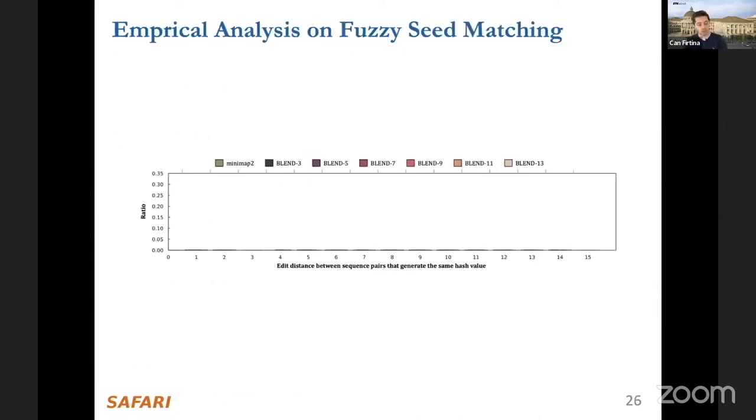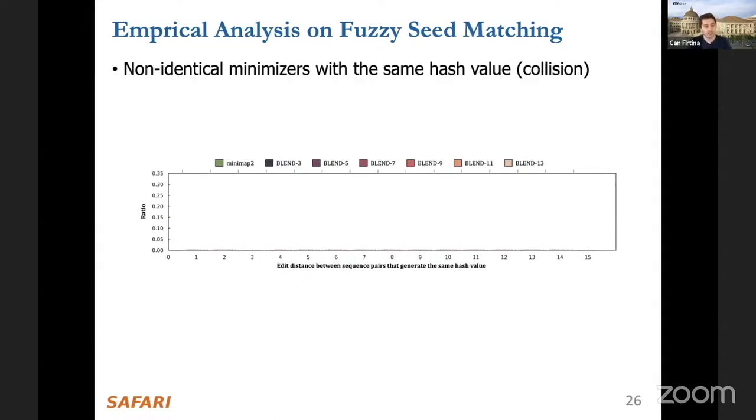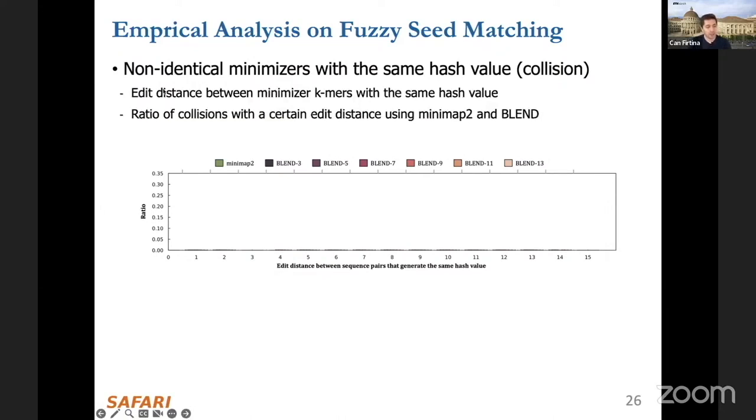Before going over the read overlapping and read mapping results, I also want to show the empirical analysis that we did on fuzzy seed matching. This means that we identified non-identical minimizers with the same hash value, which would indicate a collision. Then we calculate the edit distance between minimizer k-mers with the same hash value. Those are shown here on the x-axis. We also calculate the ratio of collisions with a certain edit distance using Minimap2 and BLEND.